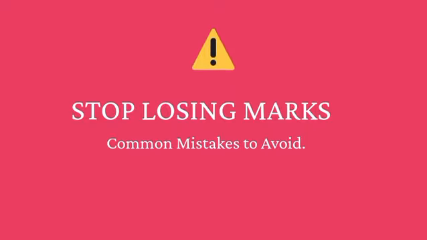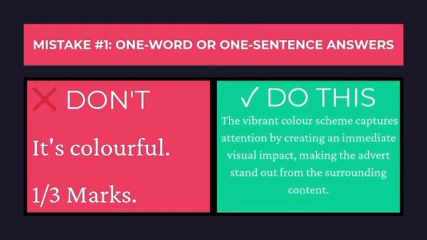Before we conclude, let's discuss the mistakes that can cost learners marks. Avoid these 5 mistakes and you will be ahead of most learners. Mistake number 1. One word or one sentence answers. Wrong. "It's colorful." That gets you 1 mark. Right. "The vibrant color scheme captures attention by creating immediate visual impact, making the advert stand out from surrounding content." That's 3 marks. See the difference?